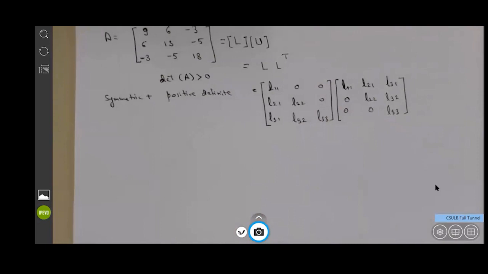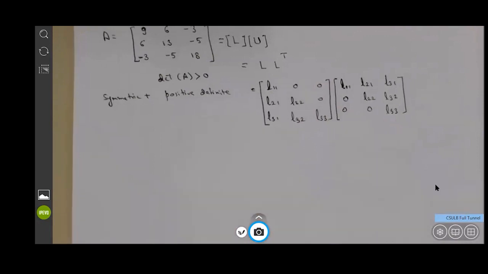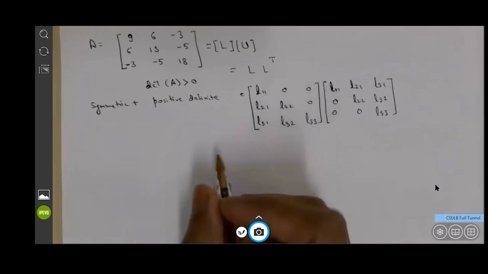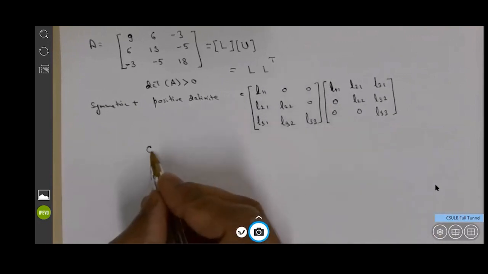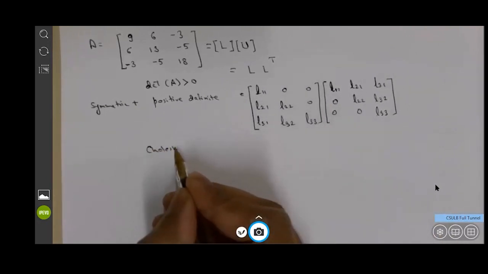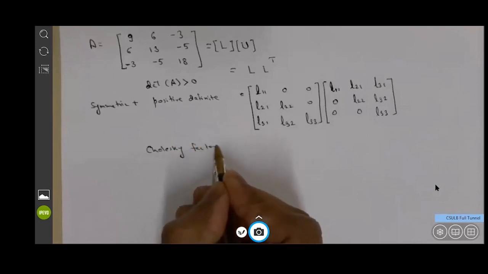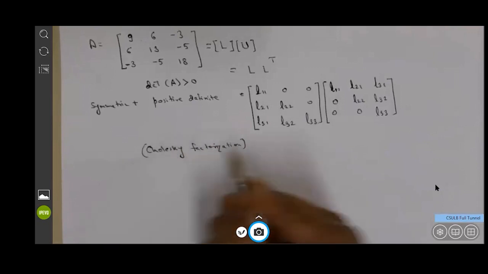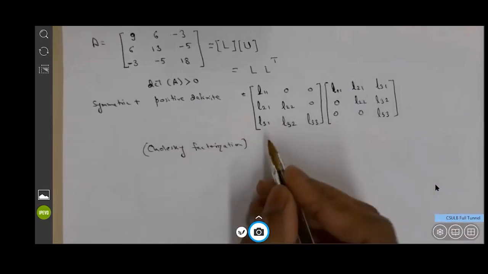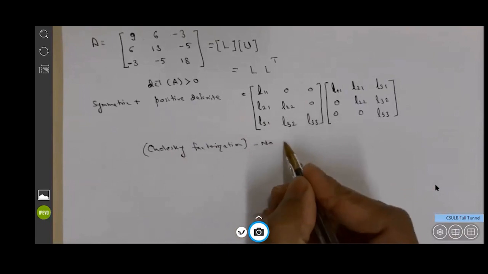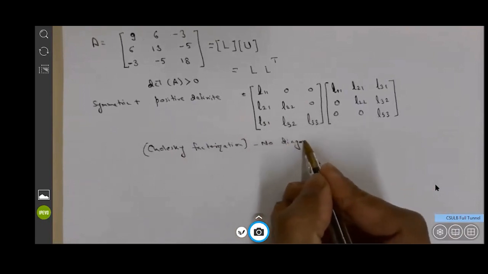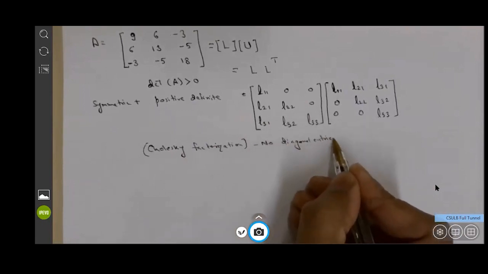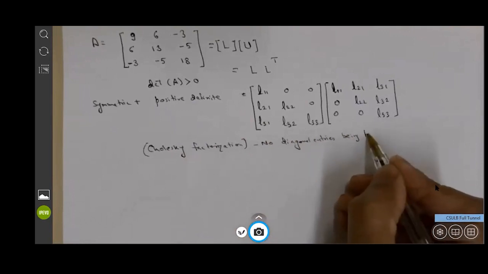Why is it happening here? Okay, so we are going to force one of the diagonal to be 1. No, here we are not doing that. Here we are not doing the Cholesky factorization. We are not forcing any diagonal entry to be 1. So we are not doing that. No diagonal entries being forced to 1.